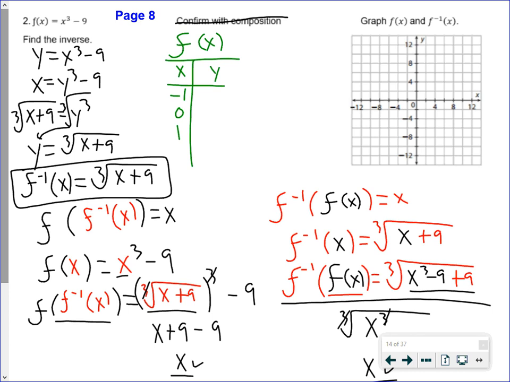I think it just worked out the best, lets you see the shape of the graph the best. So -1, we plug that in. -1 cubed is -1. -1 minus 9 is -10. When you plug in 0, we get -9. And when you plug in 1, you get -8. So we're going to go ahead and plot this out. We have -1, -10, 0, -9, and 1, -8.